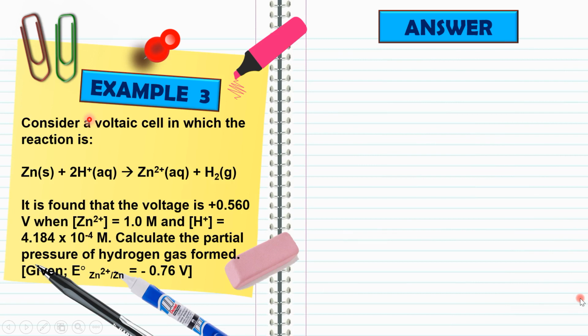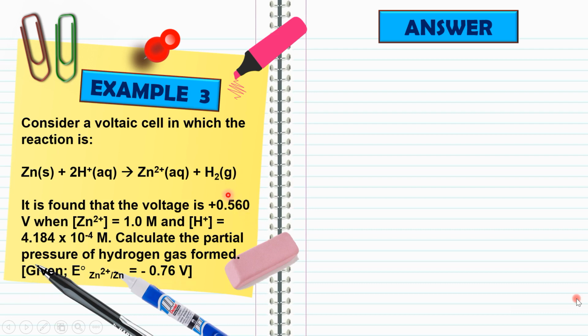Now we move to example number 3. Consider a voltaic cell in which the reaction is, so this is the overall equation. It is found that the voltage is positive 0.560 volts when the concentration of Zn2 plus is 1.0 molar and the concentration of H plus is equal to 4.184 times 10 to the power of negative 4 molar. Calculate the partial pressure of the hydrogen gas formed. Given to you, the E naught reduction for zinc is negative 0.76 volt.